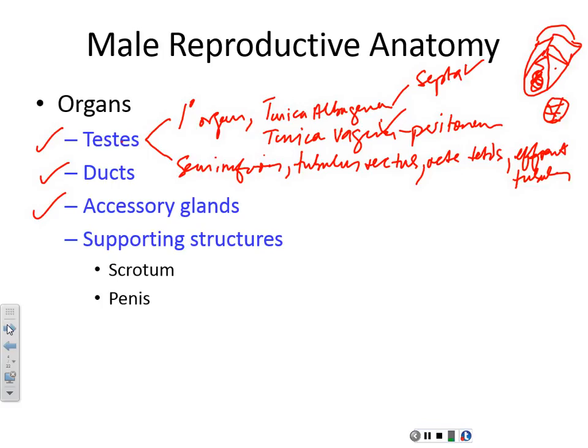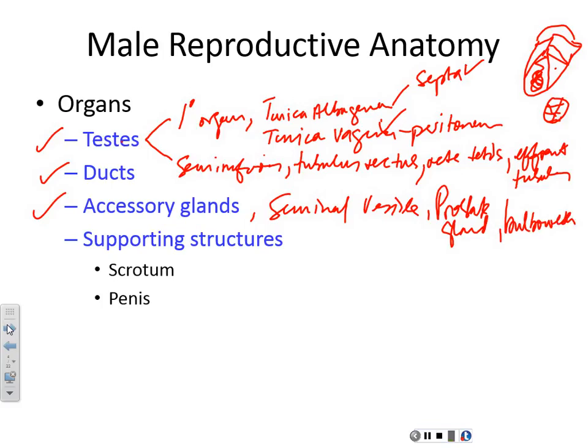And then accessory organs, all right. For the male, what do you get? You get the seminal vesicles. What else do you got? Prostate gland, very good. What else you got? Bulbourethral gland, the one that produces the mucus. So you gotta know these, you gotta know what they produce. Okay? Yeah, very good.